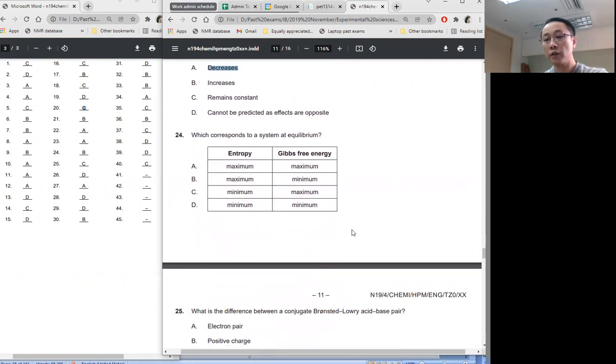Question 24 has shown up a lot in past papers already. A system at equilibrium has maximum entropy and minimum Gibbs free energy because it's at this particular distribution of reactants and products. Well, this happens to be an equilibrium issue, and it happens to have the most stable distribution of reactants and products, such that neither the forward nor the backward direction is spontaneous. Answer is just B.